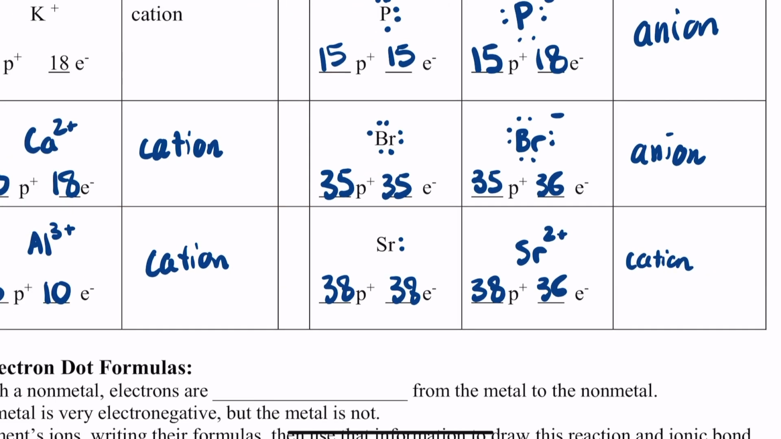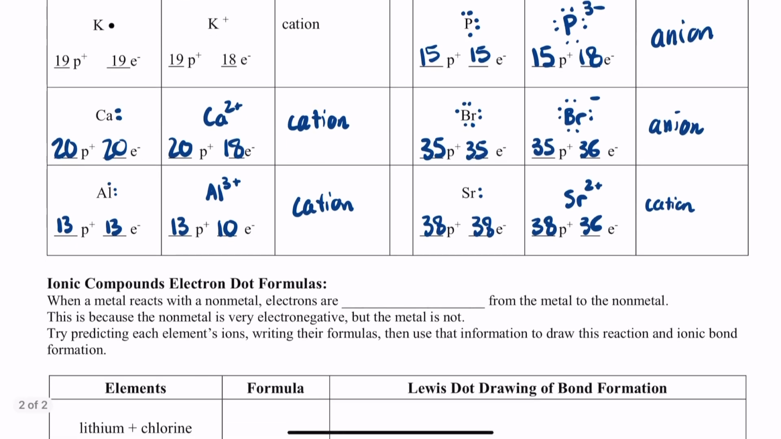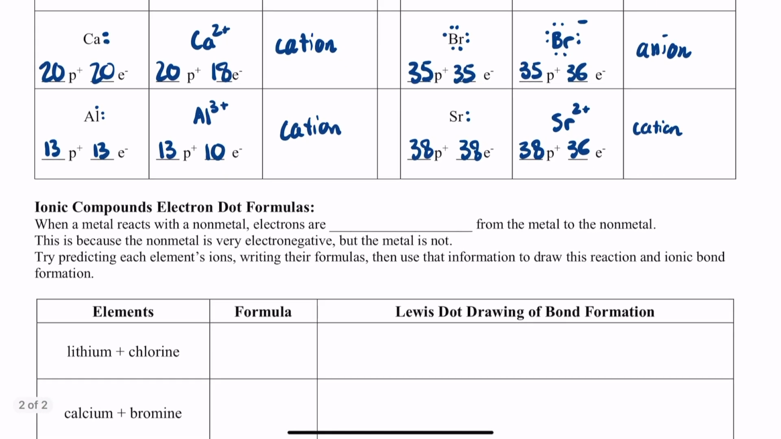Okay, so now we kind of know how things ionize. And we drew what was called the Lewis dot structure of the ion and the Lewis dot structure of just the neutral element before it gains or loses electrons. But we want to be able to draw the combined result of the metal and the nonmetal. So what happens here? Well, when the metal reacts with the nonmetal, electrons are going to be transferred from the metal to the nonmetal.